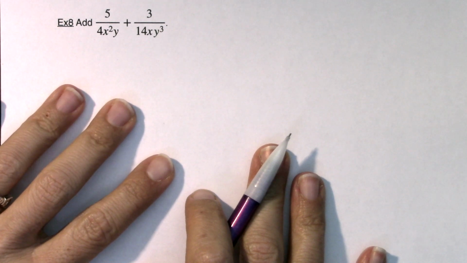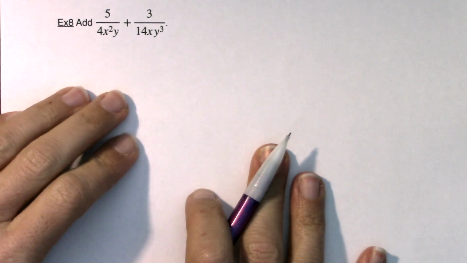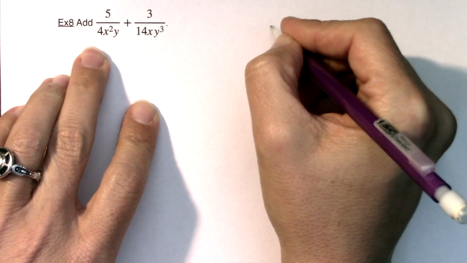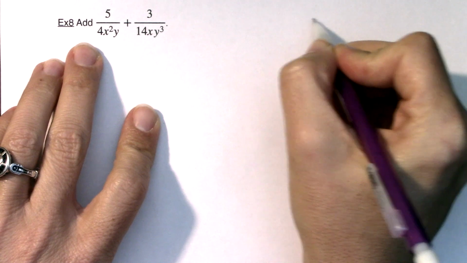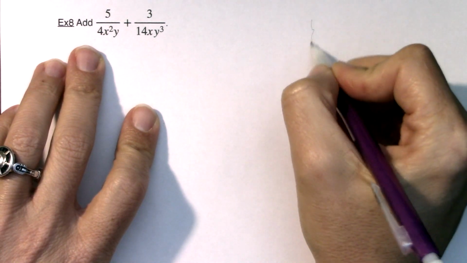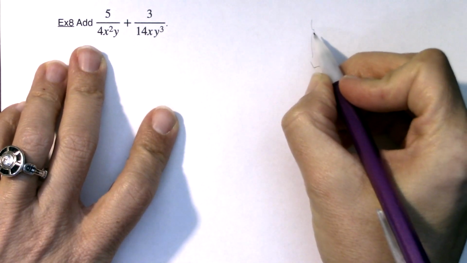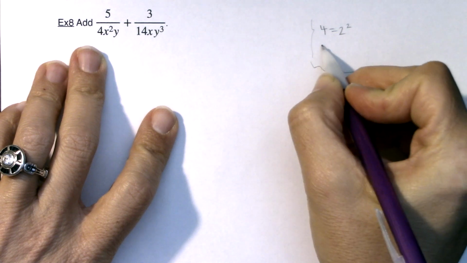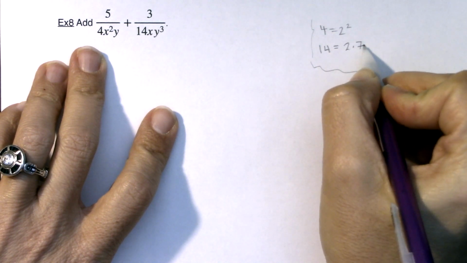Folks, let's continue with trying to add fractions where the denominators aren't common. So the first thing we have to do is figure out what the LCD is for this fraction. So I'm going to break down 4 and 14 right now. If I break down 4, that's going to be 2 squared. And if I break down 14, that's going to be 2 times 7.